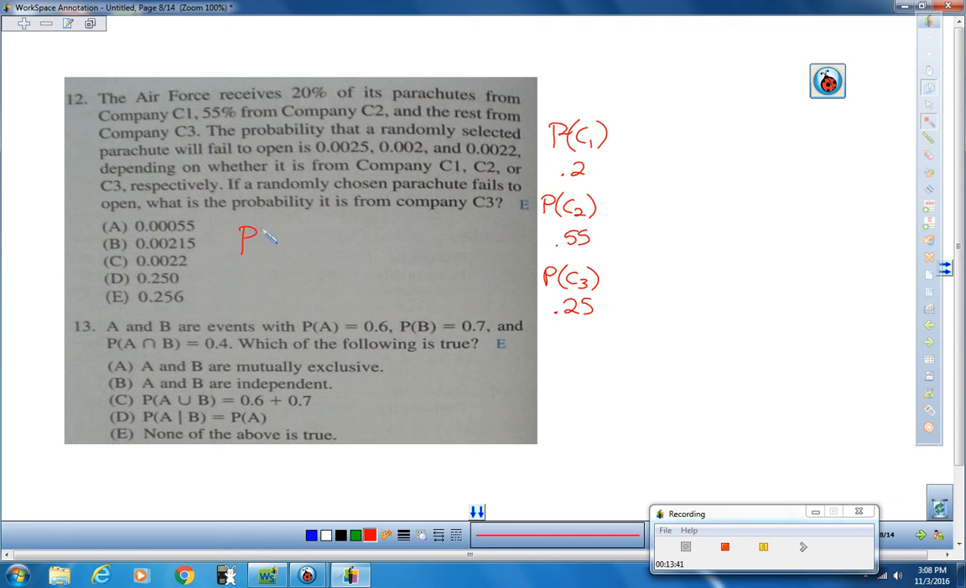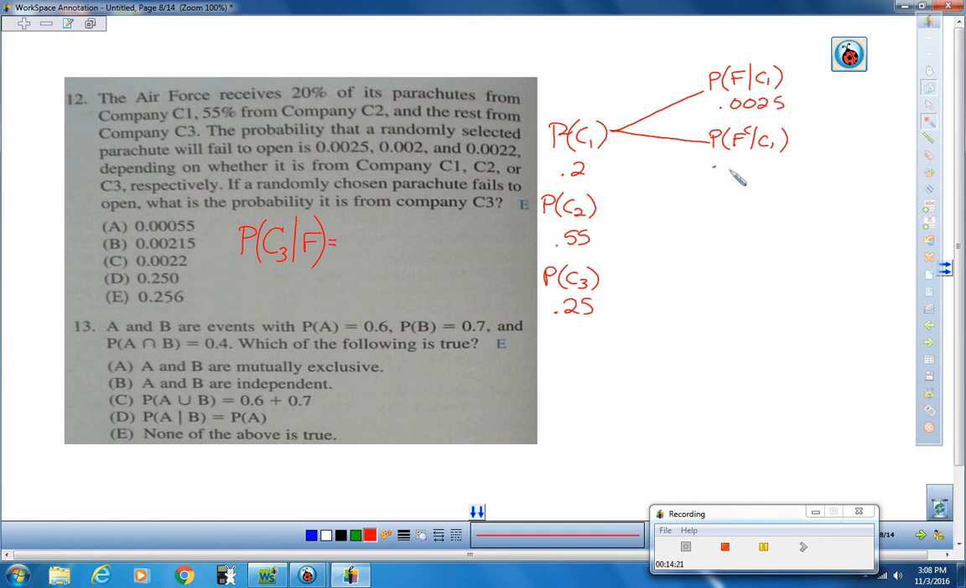So here's what we're asking. What's the probability it's from Company 3, given that it fails to open? Okay? So that means my sample space is going to be everything that fails to open. So let me start working on this. If it came from Company 1, it can fail to open, or it cannot fail to open. I guess we would really hope that it wouldn't fail to open, but there is that possibility. The probability of failing to open is 0.0025. So that would be 0.9975, the likelihood it doesn't fail to open.